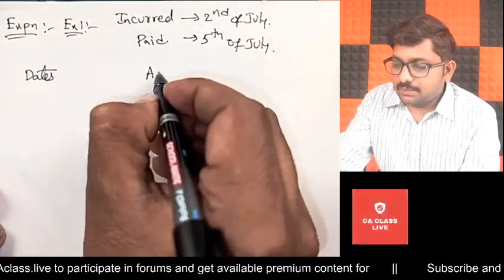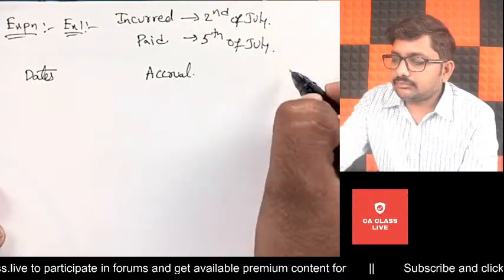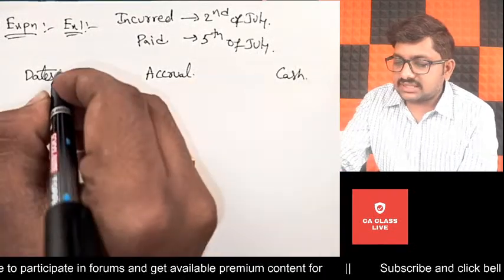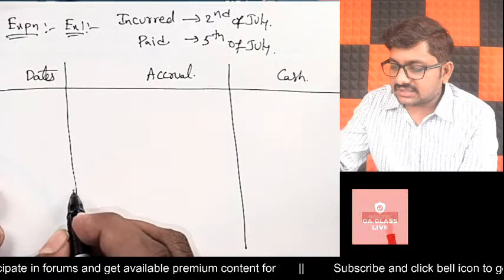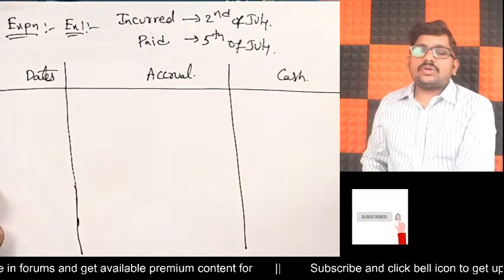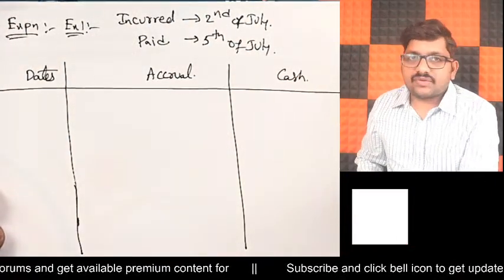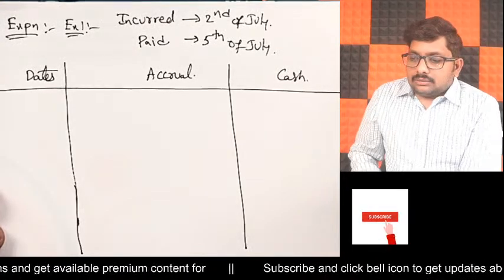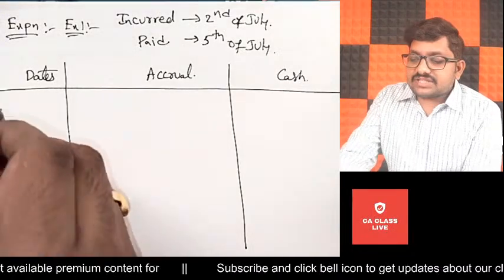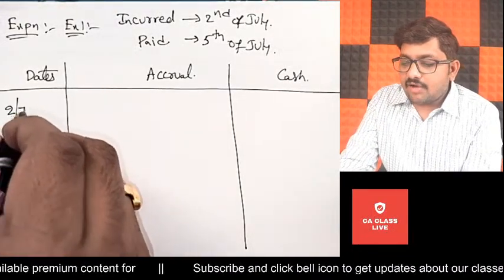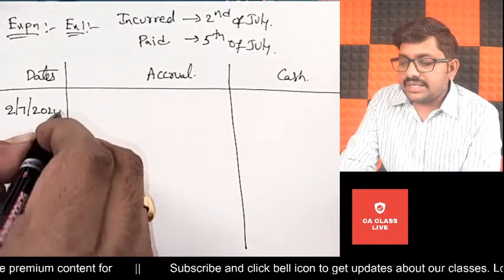Next, as per accrual system and as per cash system, how will the journal entries and transactions flow? That's what we will discuss now. Now start. Which date comes first? 2nd of July 2020.